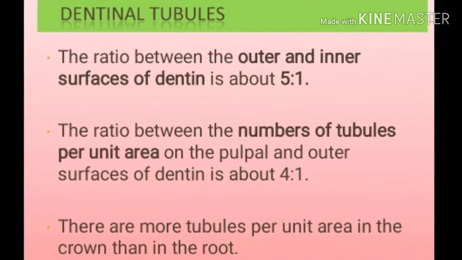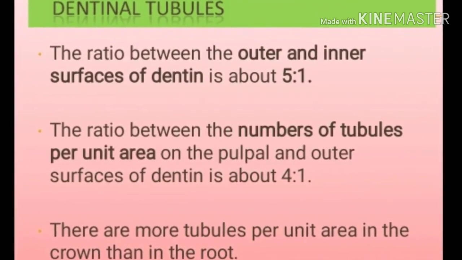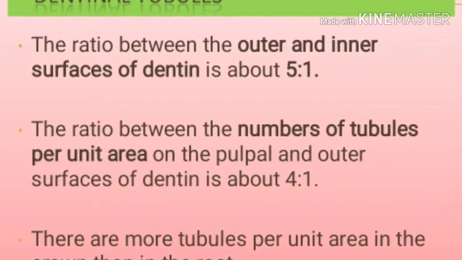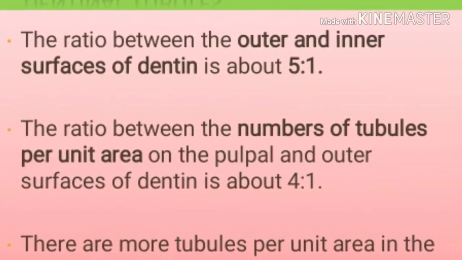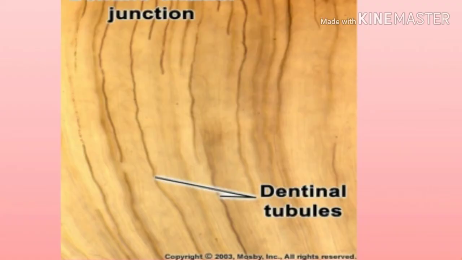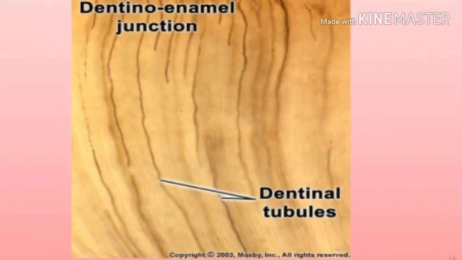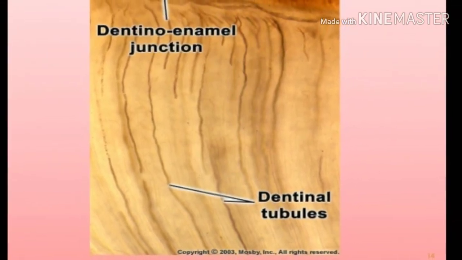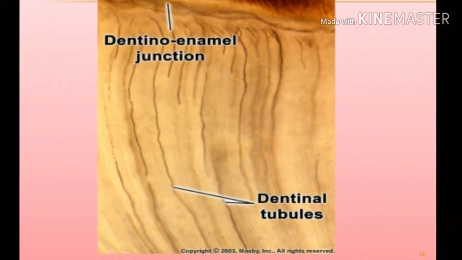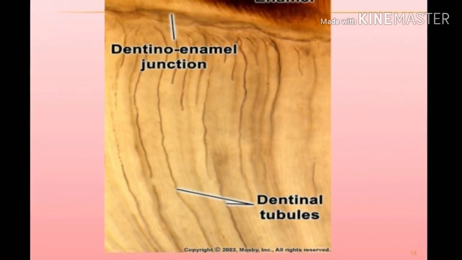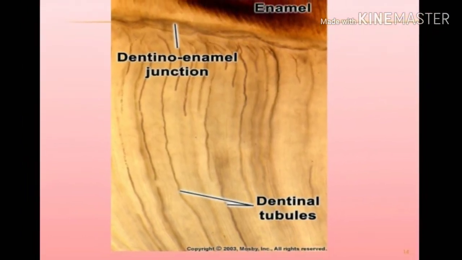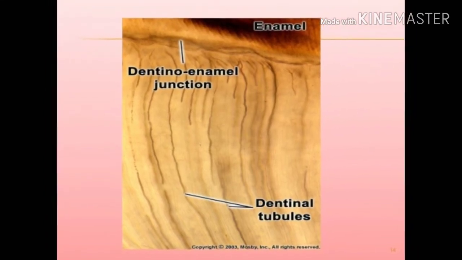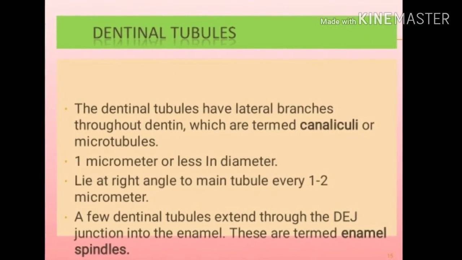Dentinal tubules have lateral branches throughout dentin, which are termed canaliculi or microtubules. The cell body of the dentinal tubules are present in the lacunae, while their lateral branches are present in the canaliculi. The figure shows the enamel, then between enamel and dentin the dentino-enamel junction, and in the dentin, dentinal tubules are present, while the cell bodies of these dentinal tubules are present in the lacunae.